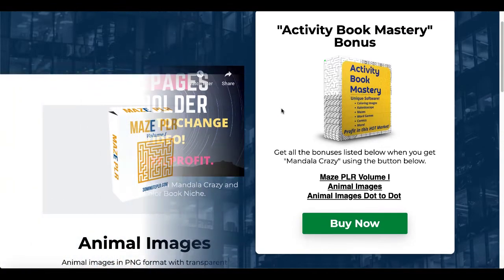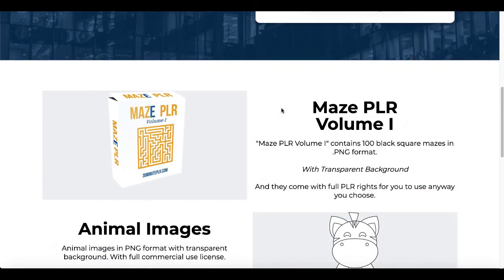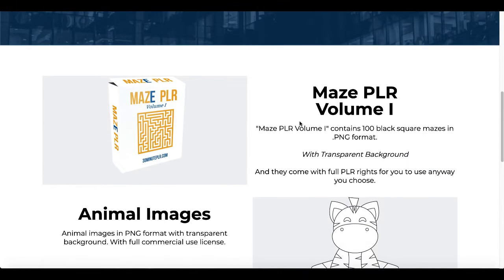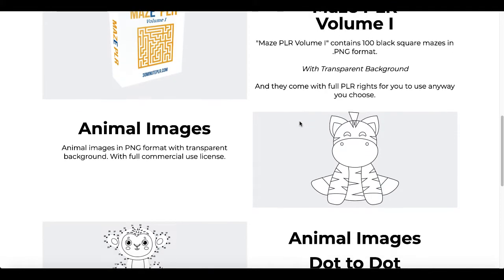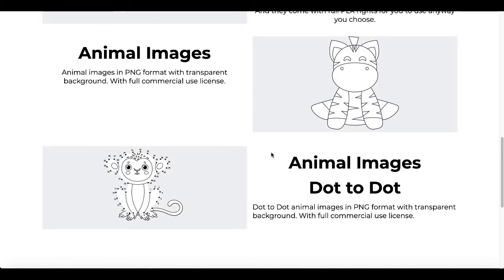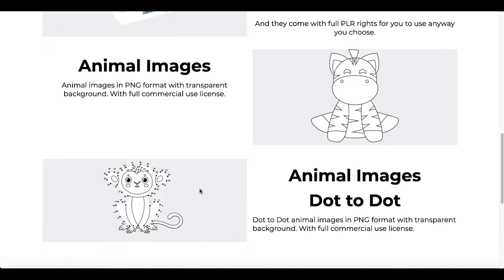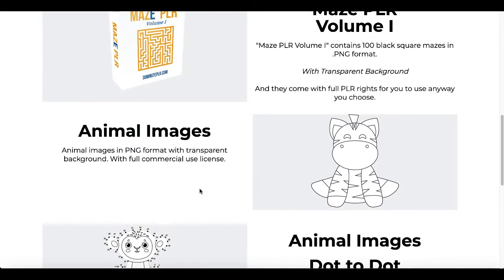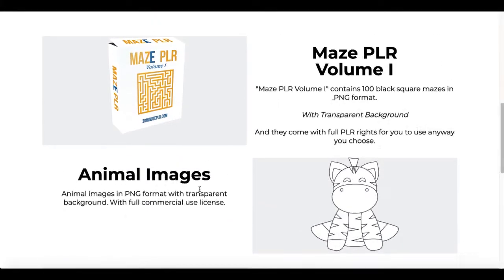As you can see right here, you're going to get Maze PLR Volume 1, which is going to be 100 black square mazes in PNG format with transparent background. I'm also going to give you some animal images right here, like the zebra that you see. I'm also going to give you those same animal images in dot-to-dot images. And then I'm going to show you how you can use these inside of Activity Book Mastery starting right now.